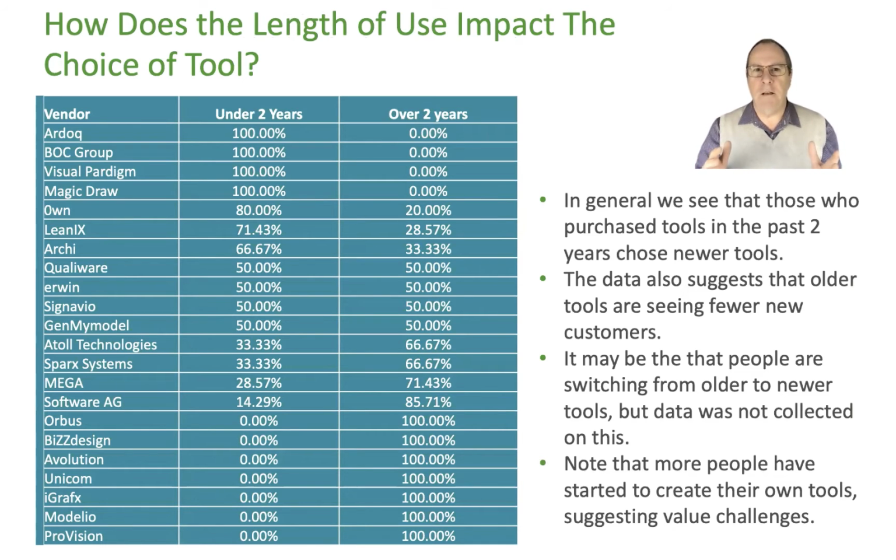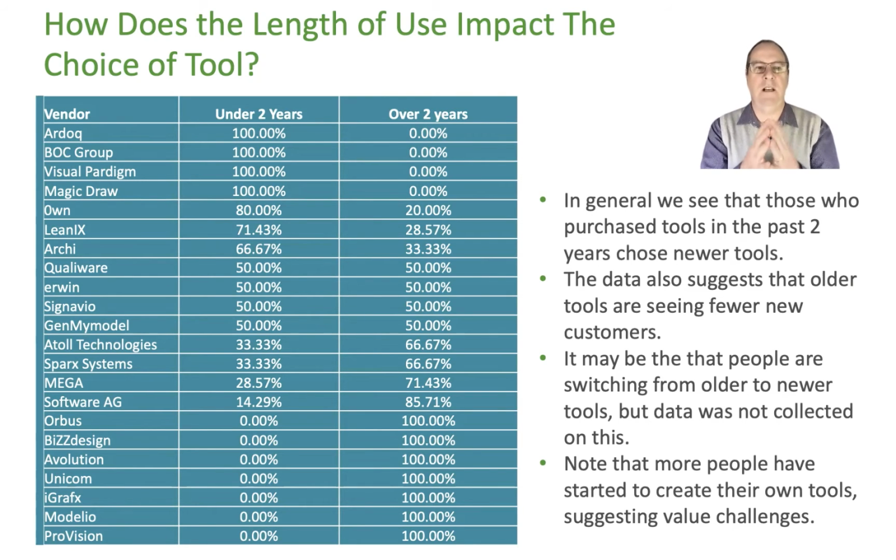So then we've got to look at, does the length of use impact the tool choice? For example, some of those traditional vendors will say, yeah, but we win far more than them. So the other thing that I looked at was, well, okay, did people purchase their tools in the last 2 years, or was it over 2 years ago? And what we can see is that in the sample I had, all of the RDoc, BOC, and Visual Paradigm users, and indeed Magic Draw, all made those decisions less than 2 years ago.